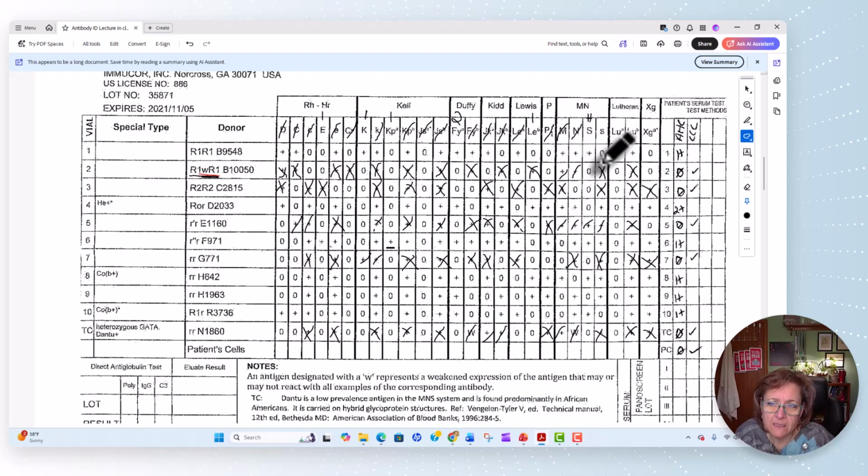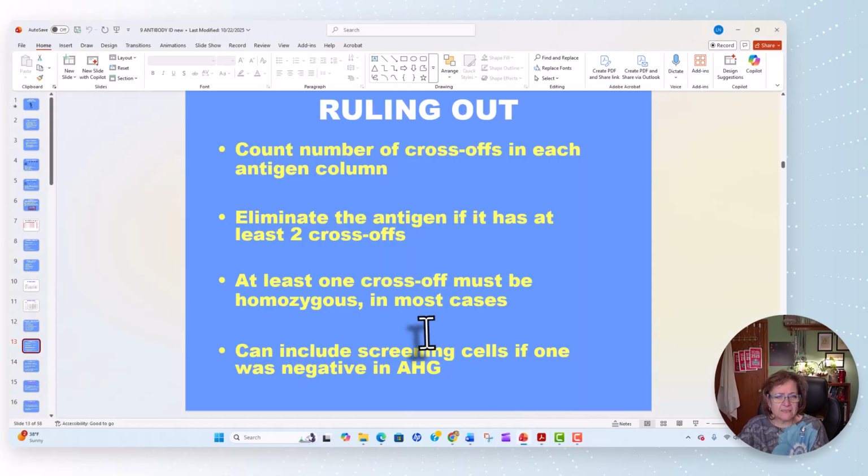I've got several for little s, including a homozygous. I can mark it off. Lutheran A is a low frequency, but you can see it's negative all the way down. Because of that, we can mark it off. Lutheran B, I got 2, and at least 1 was homozygous. I can mark it off. And XGA, I've got the 2, and I can mark it off. So right now, I've got 1 big E, 1 big K, a KPA, 2 Duffy A, a Lewis B, and a homozygous S.